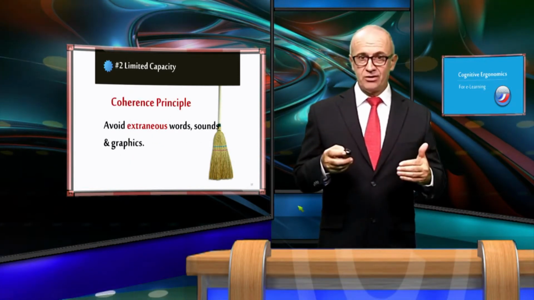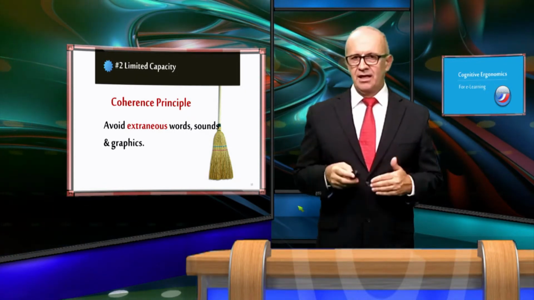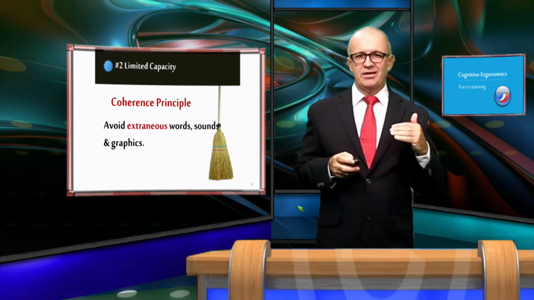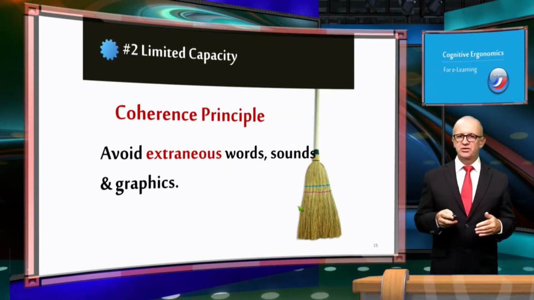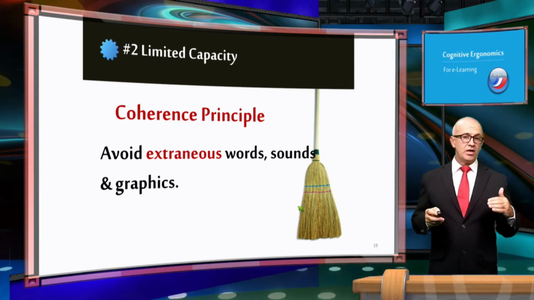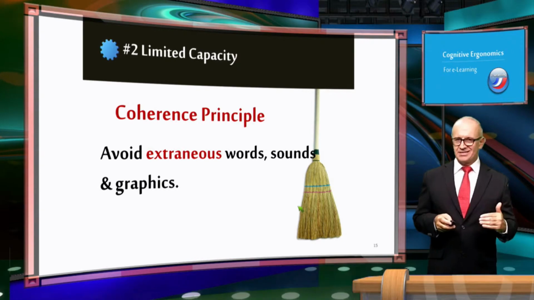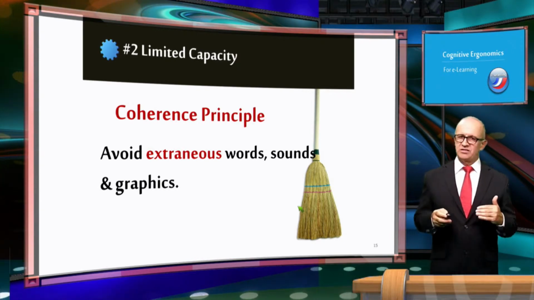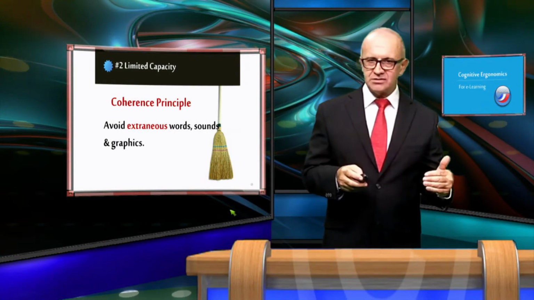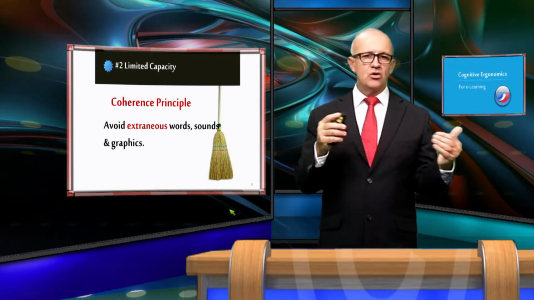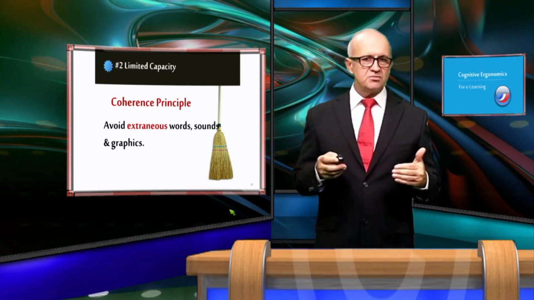This can be done by eliminating certain sounds and images that do not support the instructional objectives. The coherence principle states that we learn better when we avoid extraneous words, sounds, and graphics in multimedia lessons. Elaborate backgrounds, nice music, or decorative pictures should be considered as extraneous materials.